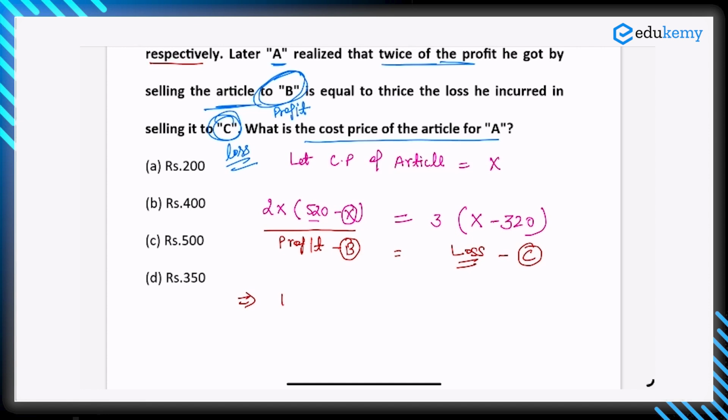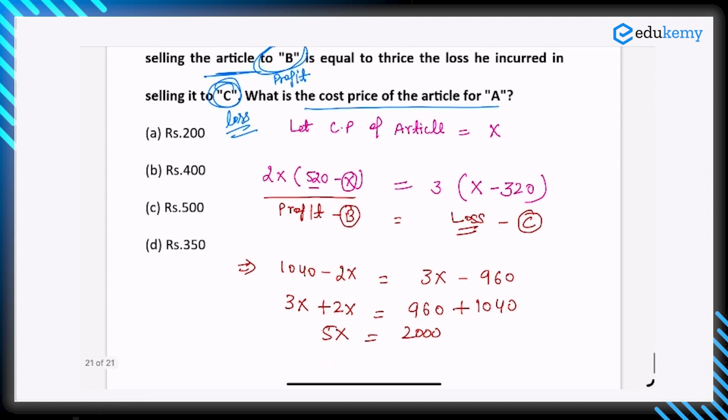2 into 520 is equal to 1040 minus 2x is equal to 3x minus 320 into 3 is 960. Now 3x plus 2x is equal to 960 plus 1040. 5x is equal to 2000. So x will be equal to 2000 divided by 5, that is equal to 400.